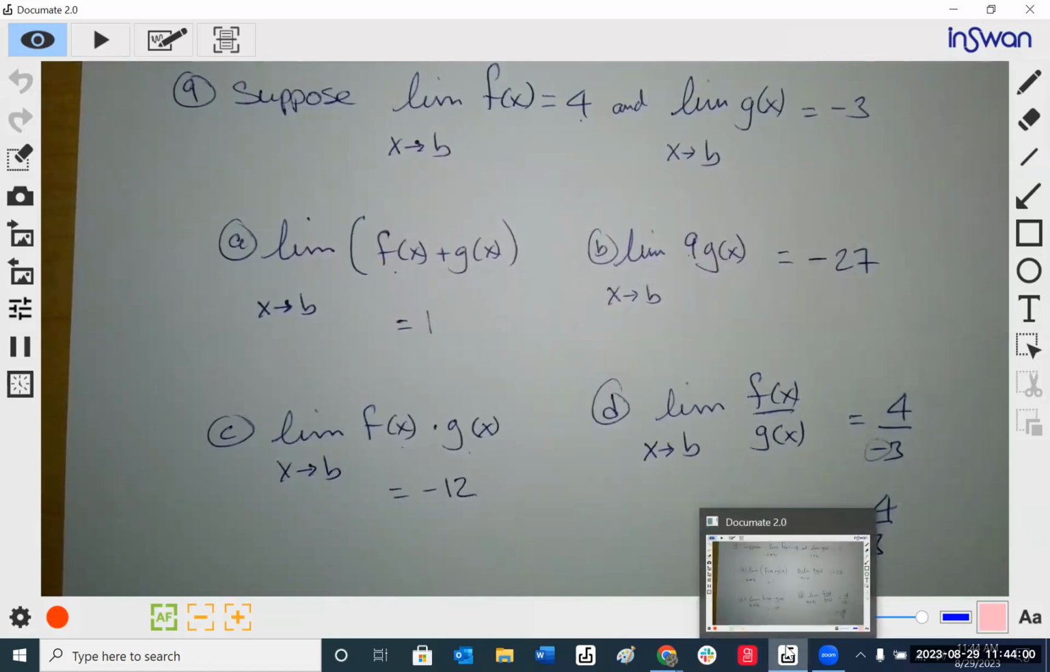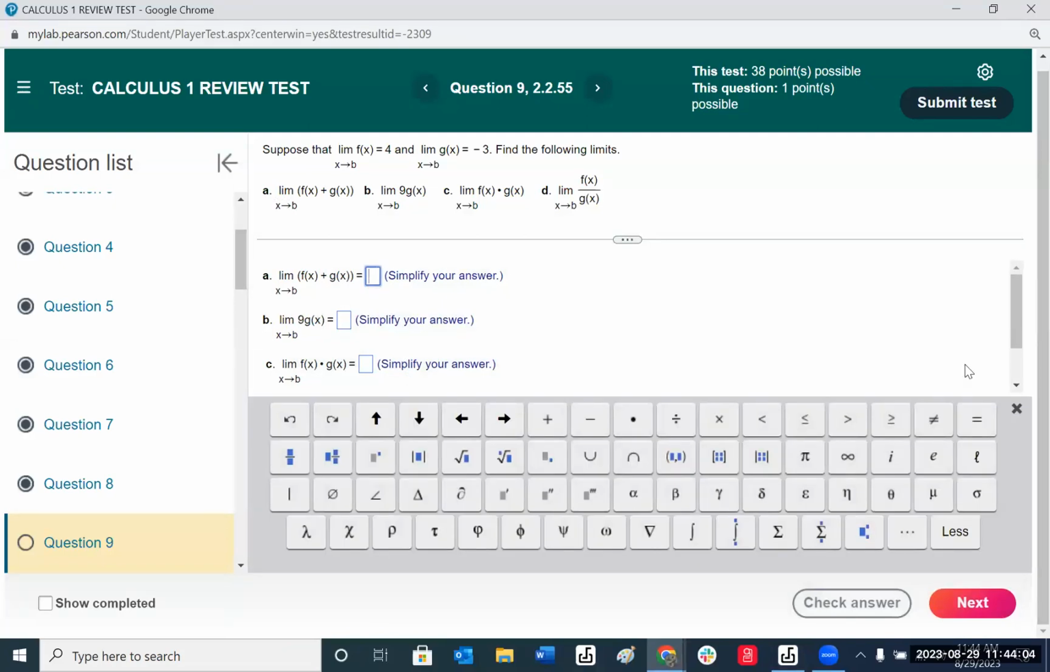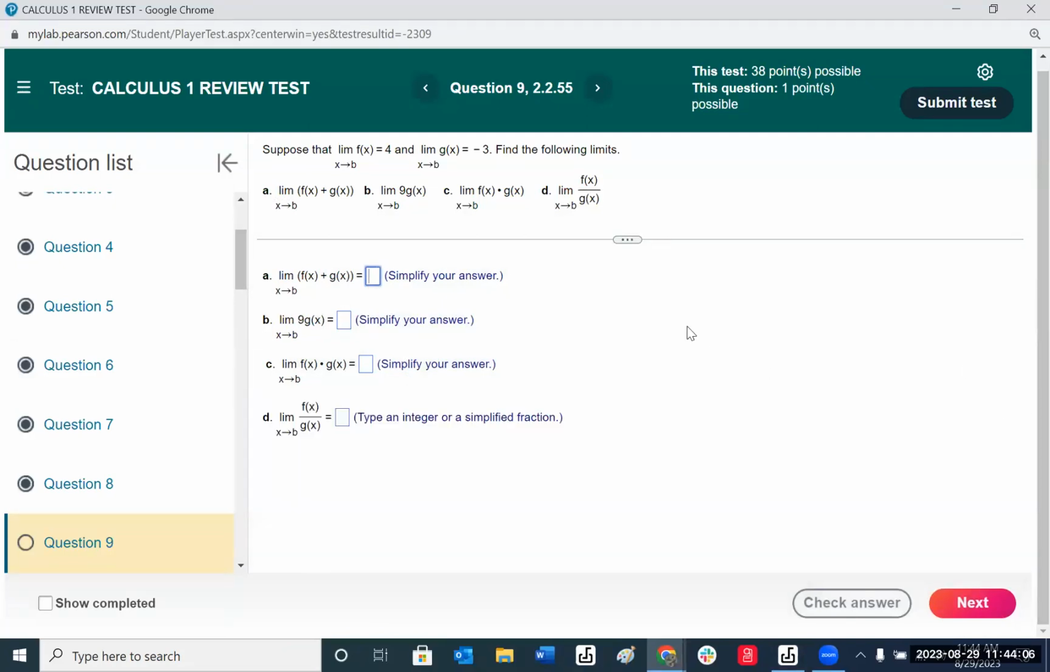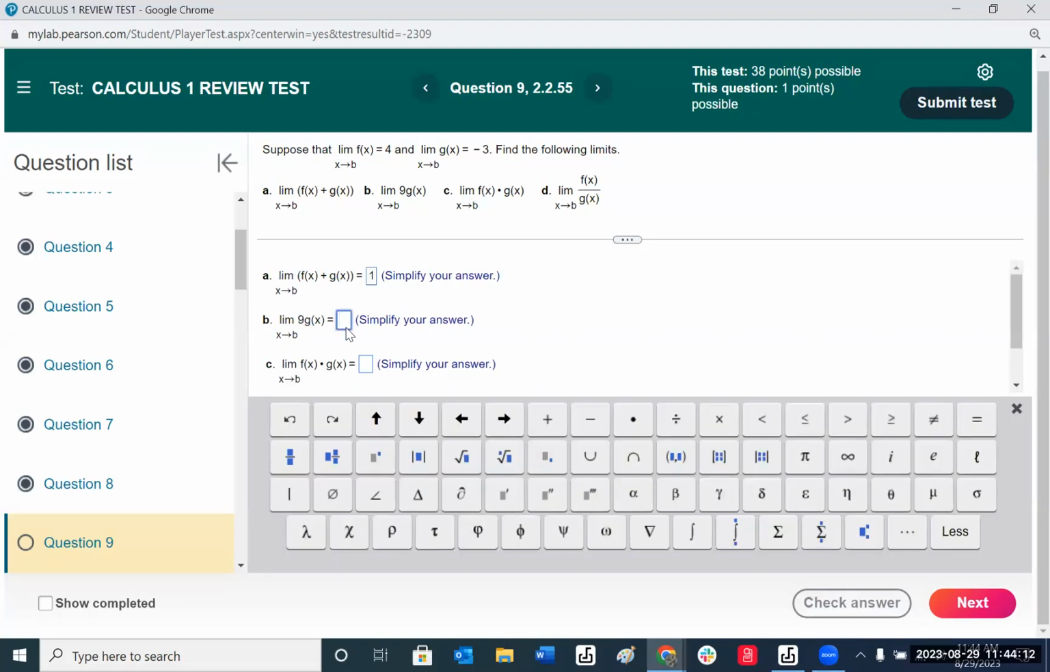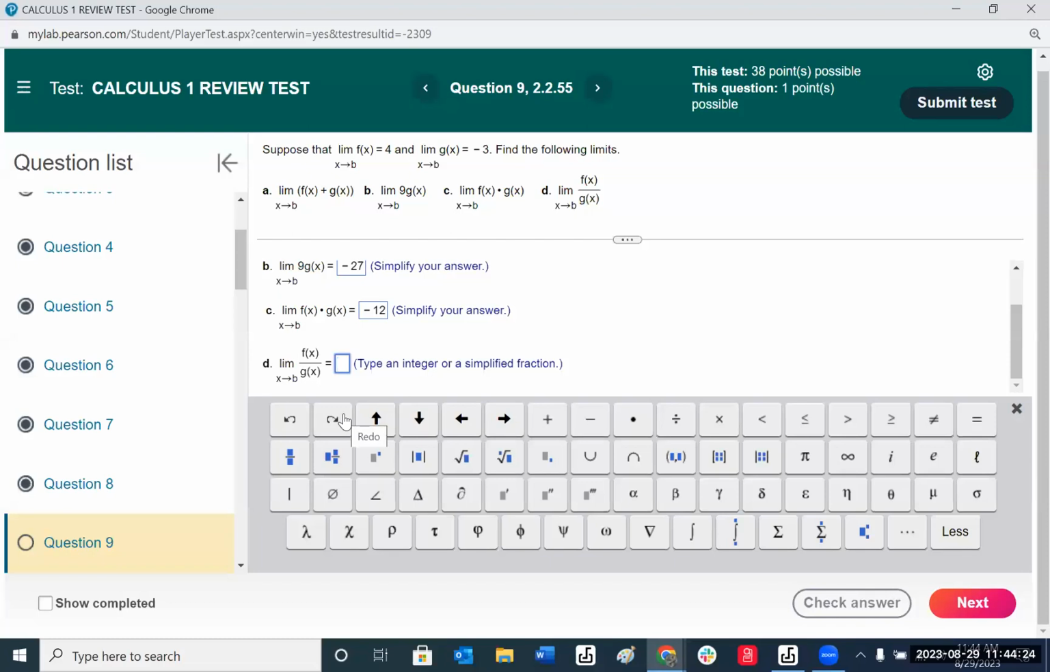Any questions about these? So this one's going to be 1. -27. -12. -4 over 3.